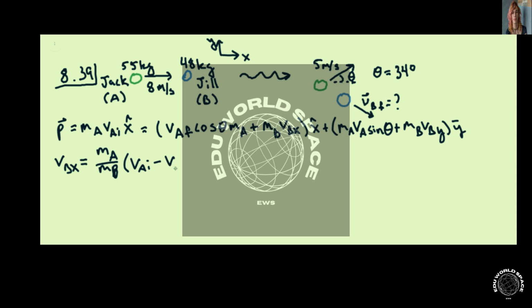Minus EAF cosine theta. Now this works out to be 4.42 meters per second. The Y component of Jill's velocity.